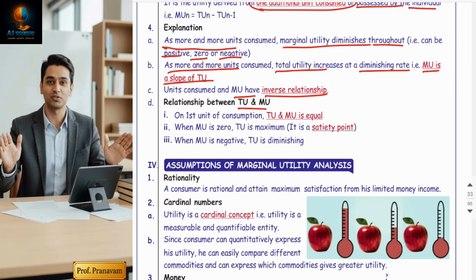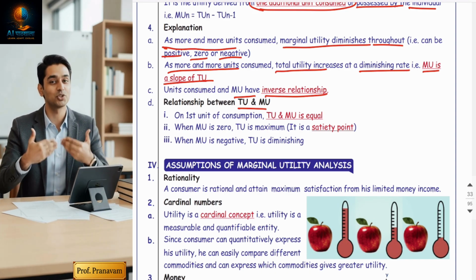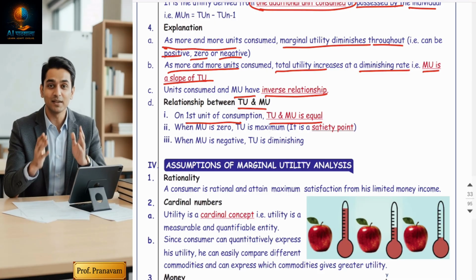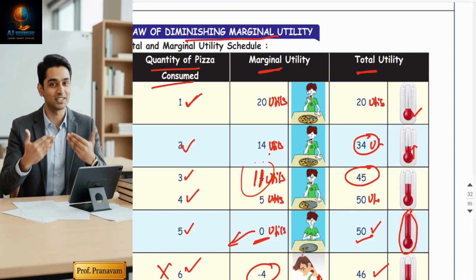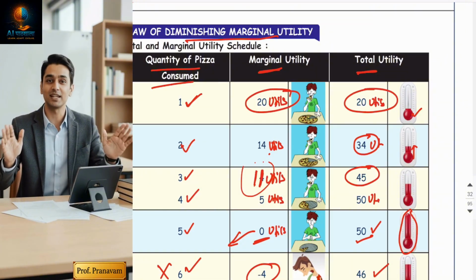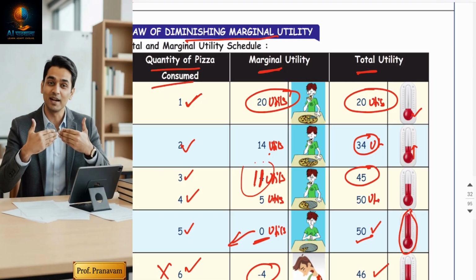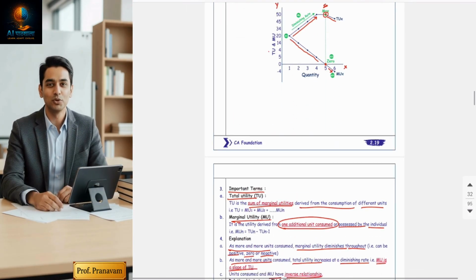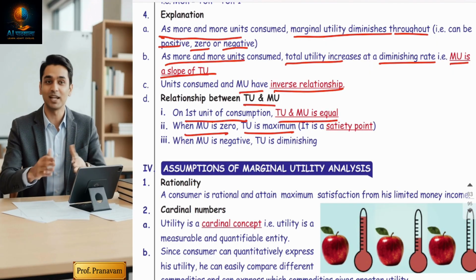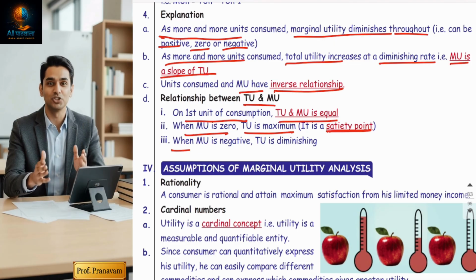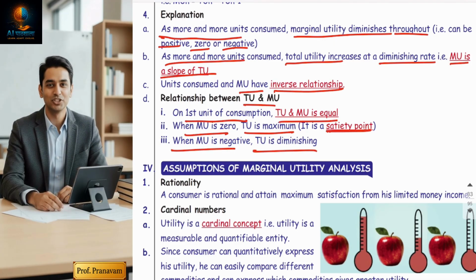Three relationships you have to keep in your mind for MCQ purposes. At the first unit of consumption, TU and MU are equal. Yes, you can check the diagram. Guys, when you consume the first slice of pizza, your TU and MU were equal. Am I correct? Yes. And when MU is 0, TU is maximum. That is called point of satiety. It means the consumer is totally satisfied. And when MU is negative, TU falls actually.